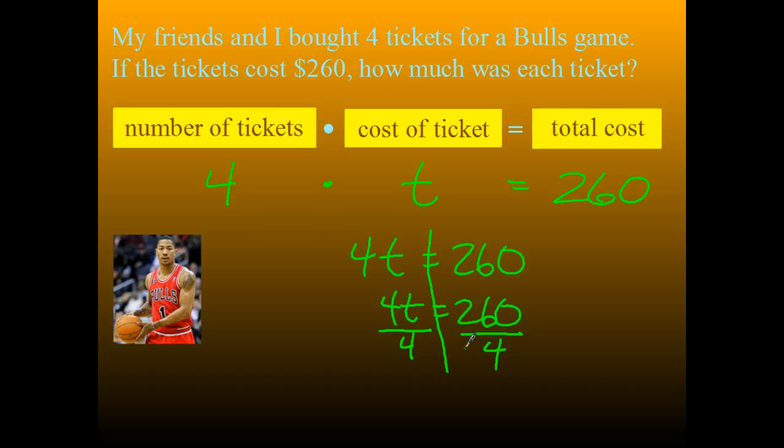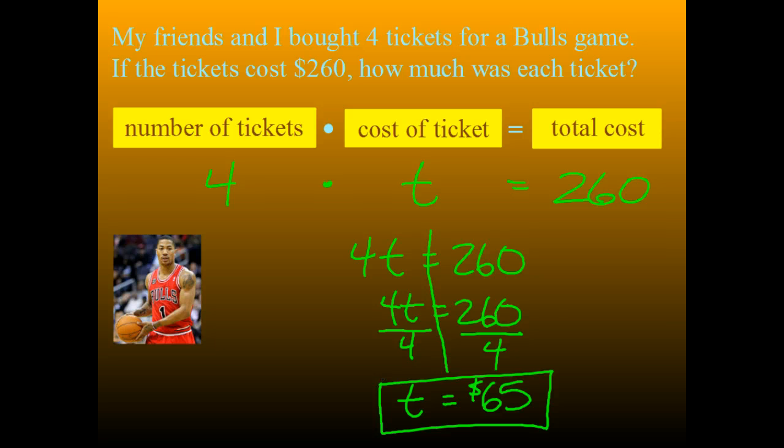So I'm going to do 4t. If I take 4 tickets and I make 4 groups, then I'll have 1 ticket. And if I take $260 and I make 4 groups, then I'm going to end up with 65. So each ticket was $65. Okay? So that's the beginning there.